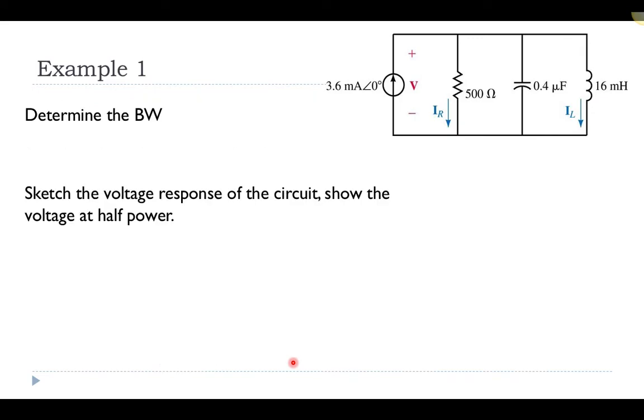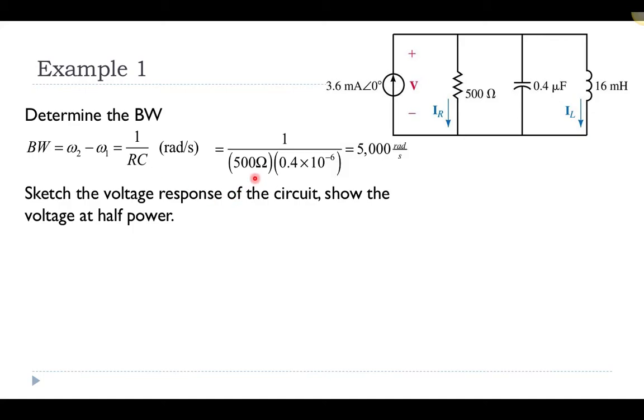I can determine the bandwidth for my particular resonant circuit. It's just going to be the difference between the upper half power frequency and the lower half power frequency. I know that in general that's 1 over the resistance times the capacitance. So I can plug those values in, and I get that the bandwidth is 5,000 radians per second. I can make a sketch of what the voltage response would look like in this circuit. So how does the voltage change across those components? And I can also do that in terms of the power.